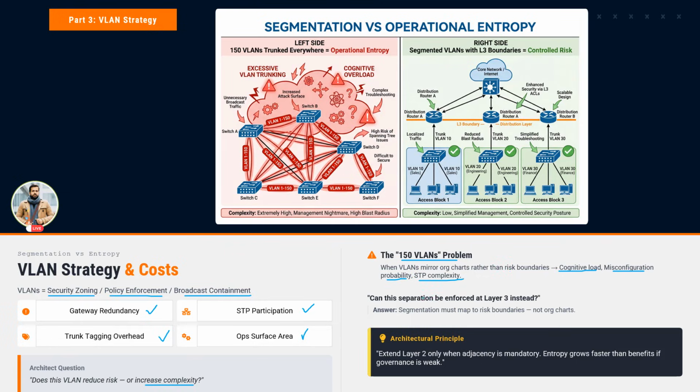So, what's the architectural answer? Segmentation has to map to risk boundaries, not org charts. And always ask, can this separation be enforced at layer 3 instead? Because layer 3 reduces shared fate, while layer 2 extends it. Only extend layer 2 when adjacency is truly mandatory. Otherwise, entropy grows faster than your segmentation benefits.